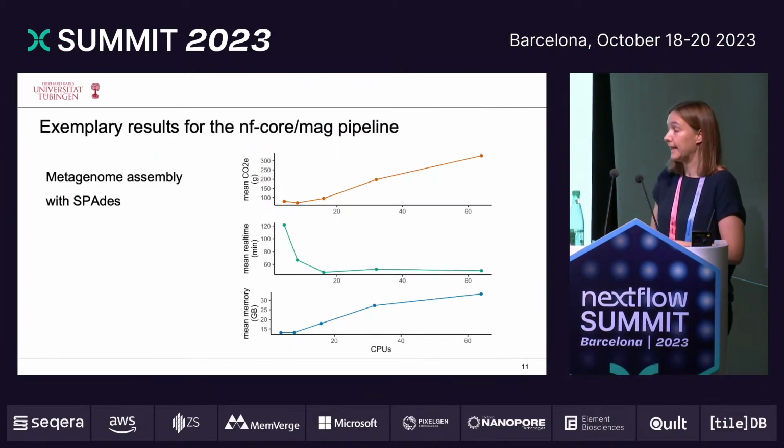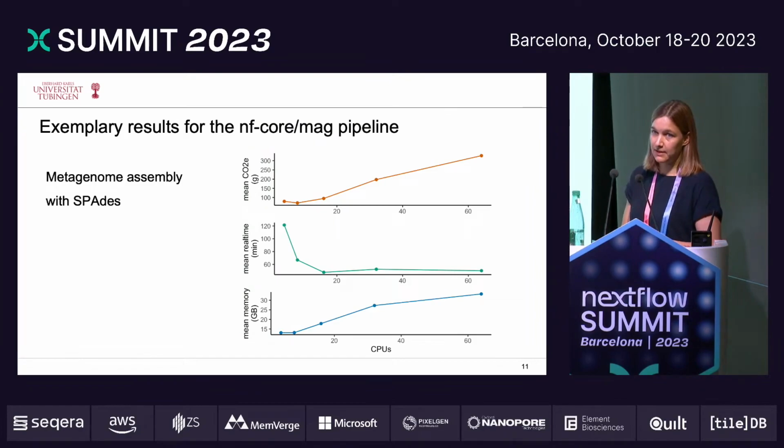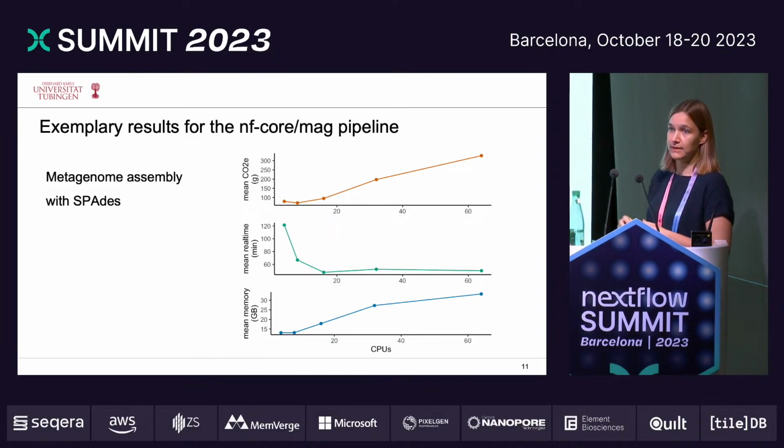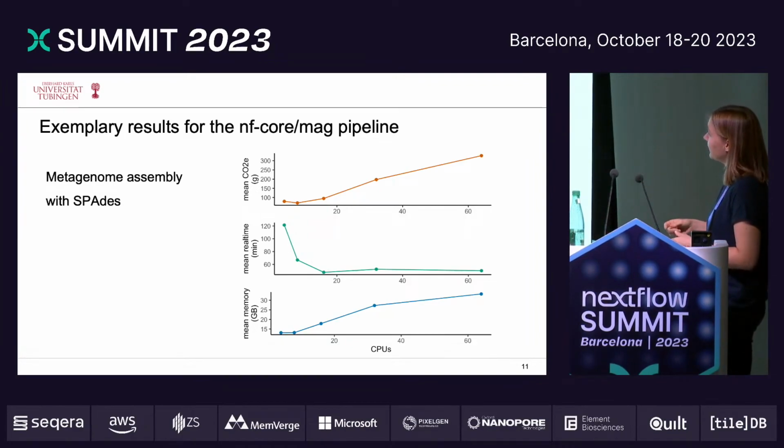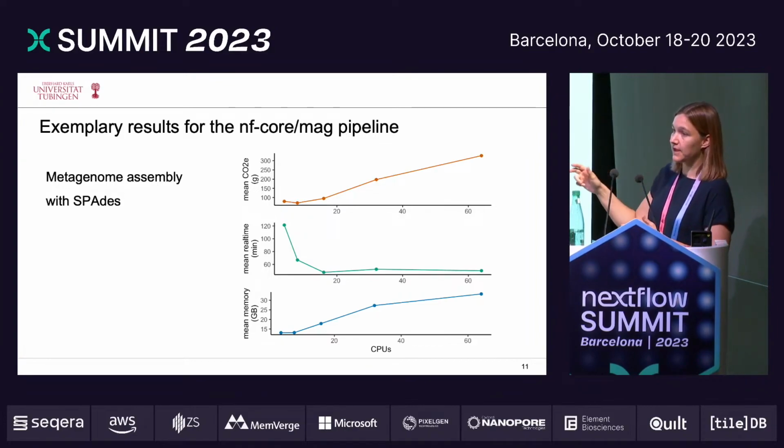We also applied this already and tested this for the nf-core/mag pipeline. This pipeline is for metagenome assembly and binning, and we ran this on our local compute cluster while requesting different numbers of CPUs for the metagenome assembly step, which was performed with SPAdes. And you can see here the resulting carbon footprint, then the real times and used memory values across different numbers of CPUs.